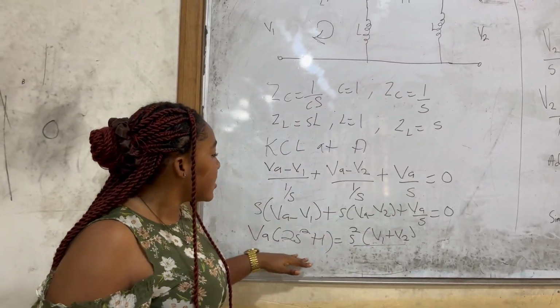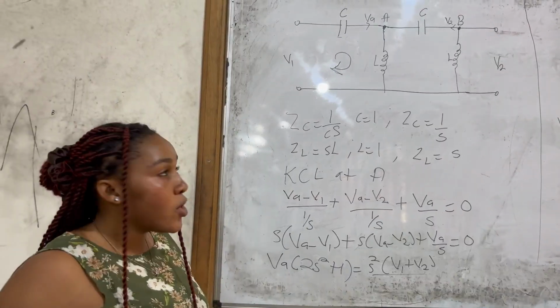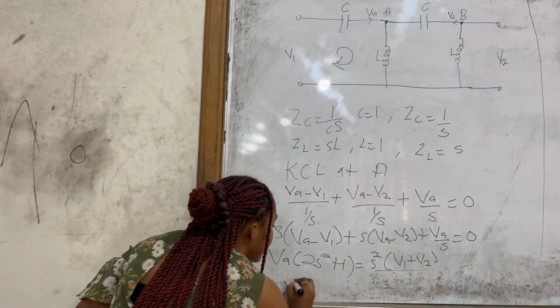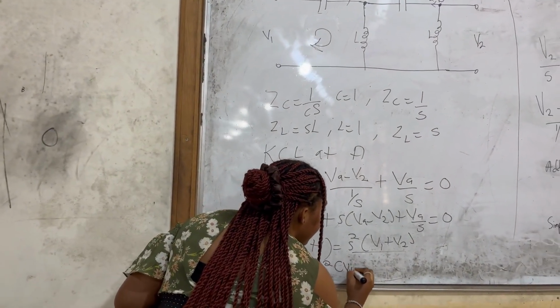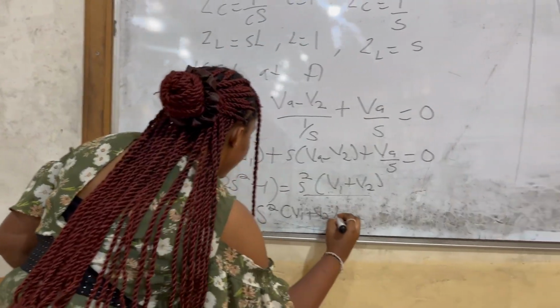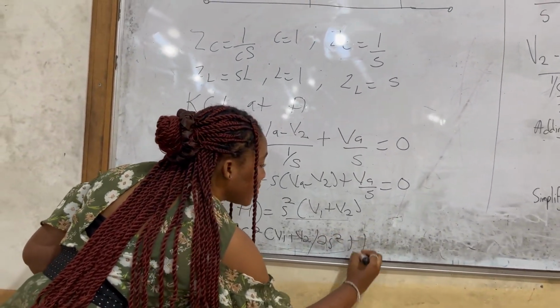Simplifying, we come across this expression. And finally, for this node, our VA sums up to S squared V1 plus V2 all over 2S squared plus 1.